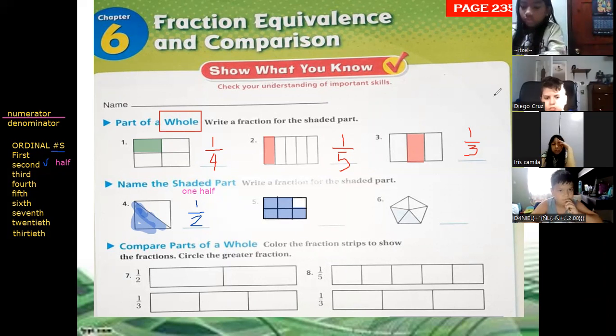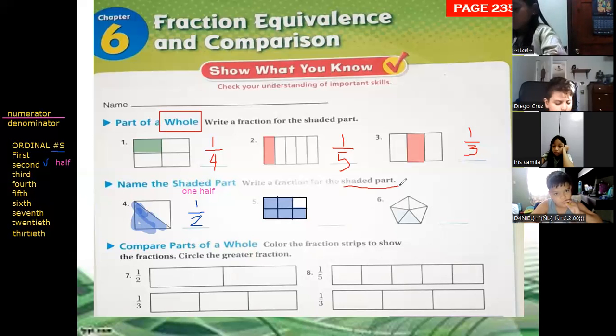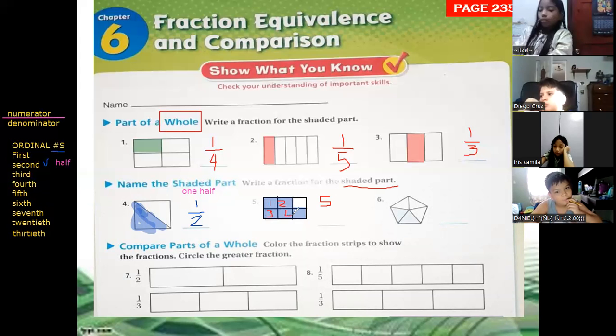My question is, because here the instruction says write a fraction for the shaded parts. The shaded parts are the parts in color. How many parts are in color in exercise 5? 5, exactly. We don't have only one. There are 5 parts in color. 1, 2, 3, 4, and 5. So my numerator in this case is not 1, it's 5.